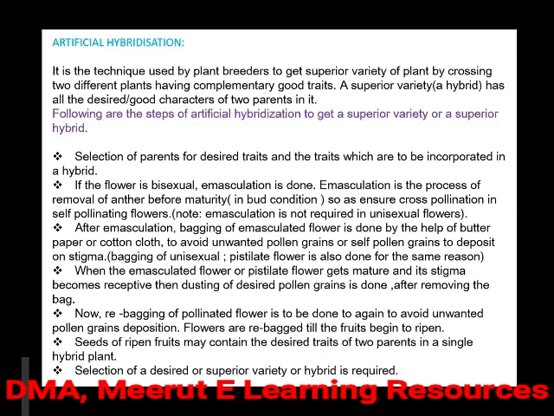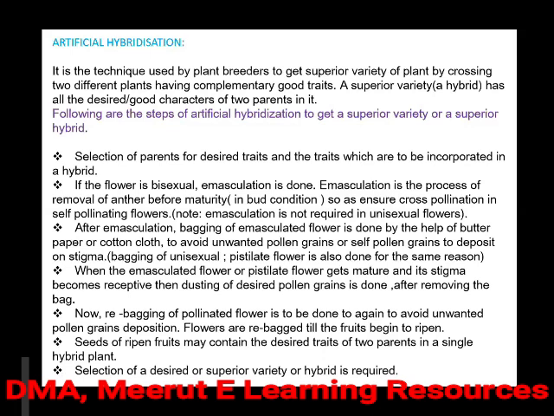Now, the next step: if the flower is bisexual, then emasculate the flower. What does it mean? It means in bud condition, you remove the anthers with the help of scissors, and this process is called emasculation. So emasculation is the process of removal of anthers before maturity so as to ensure cross-pollination in bisexual flowers.